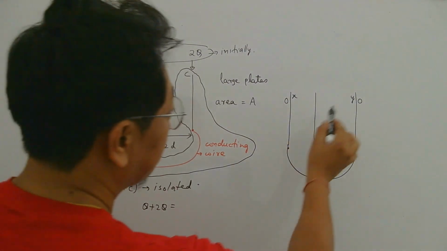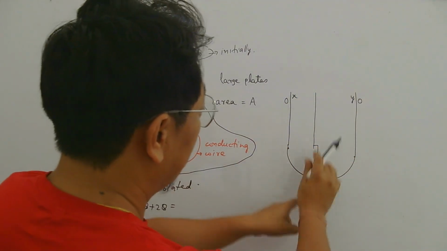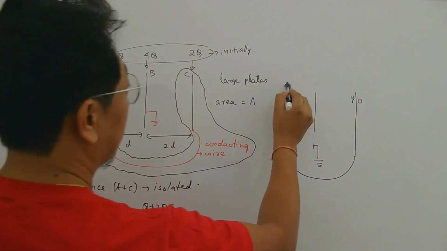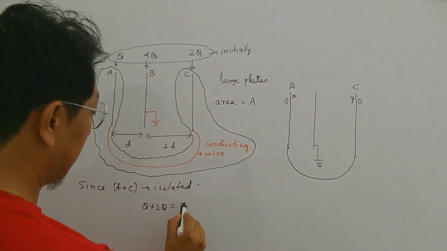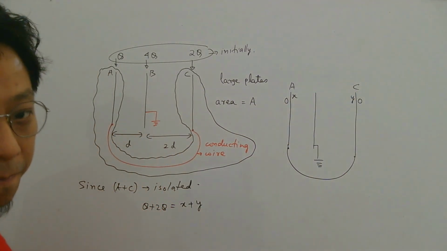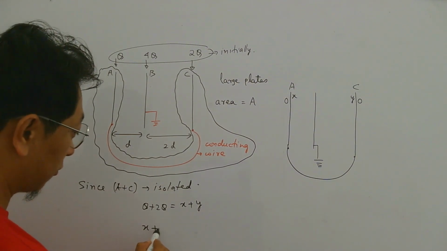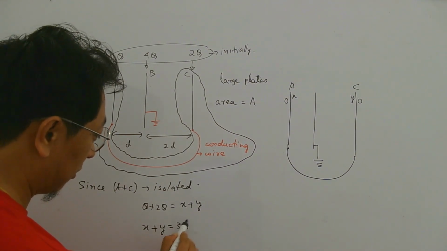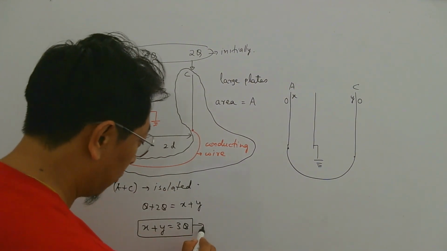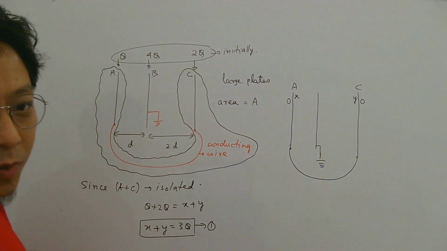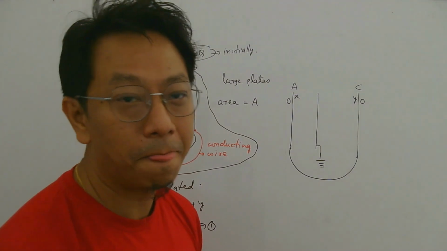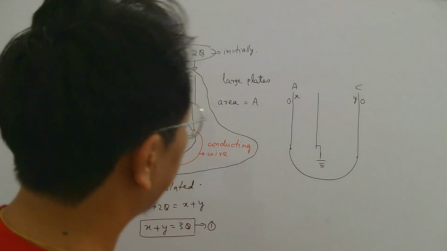So what is the total charge after you do all this connection for plate A and C? What is the total charge? Obviously X plus Y. So from here X plus Y will come equal to 3Q. This is equation 1, let us assume. To solve this, we need one more equation between X and Y. From where will that equation come?